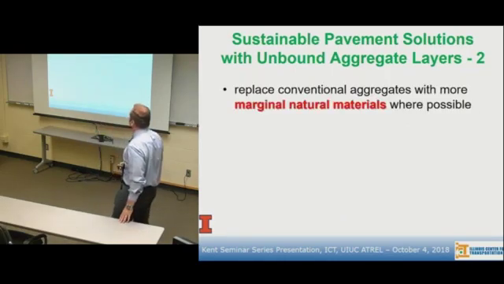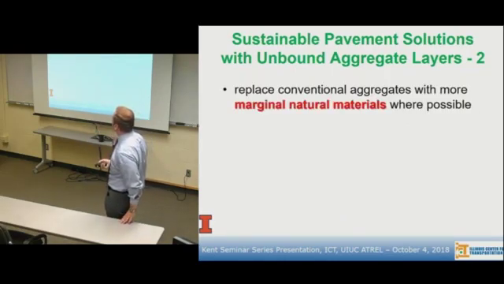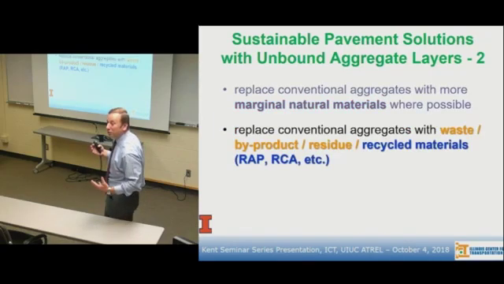Another example is, again, conventional aggregates versus these marginal natural materials as aggregates. As I said, better making use of those in the places where we don't get a lot of loading, maybe stresses, and they will perform fine, but you don't want to put them under very high loading conditions.